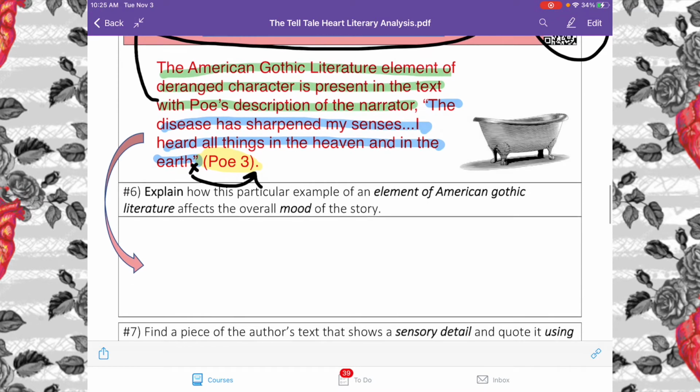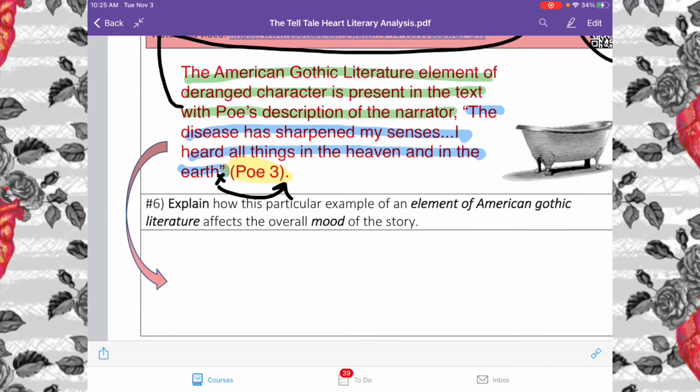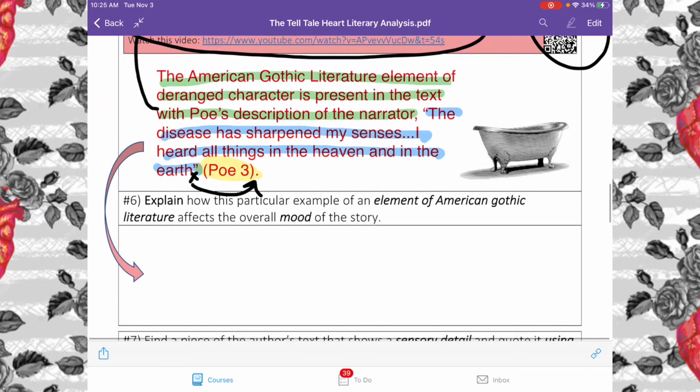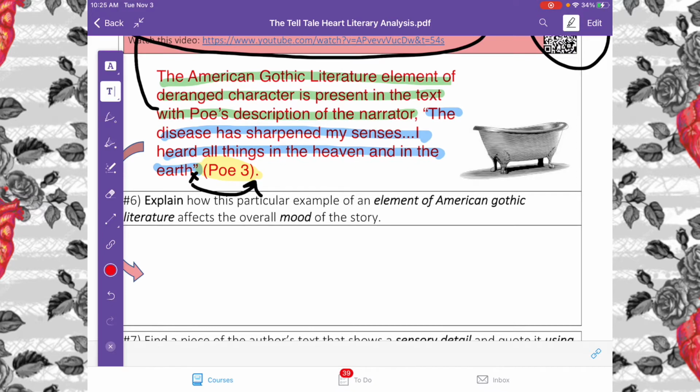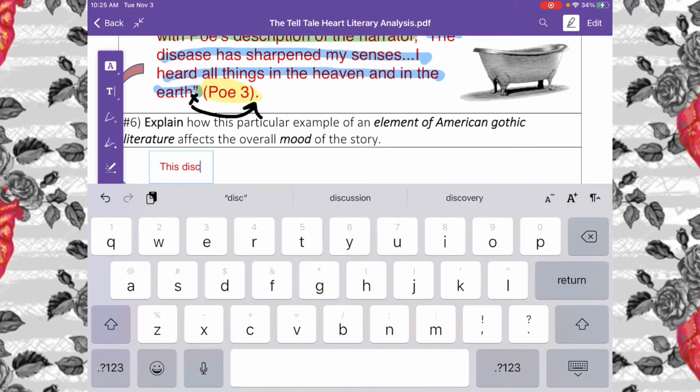Okay, so once we have our quote in there, we're going to explain it. So explain how this particular example of an element of Gothic literature affects the overall mood of the story. So how does this element of deranged character affect the mood, affect the reader's feelings about the text? Description of a deranged character. You want to mention the element from the Gothic tale that you're using.